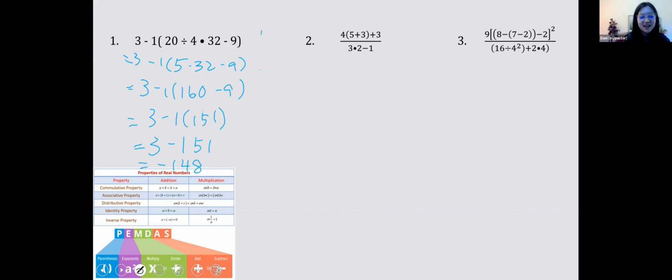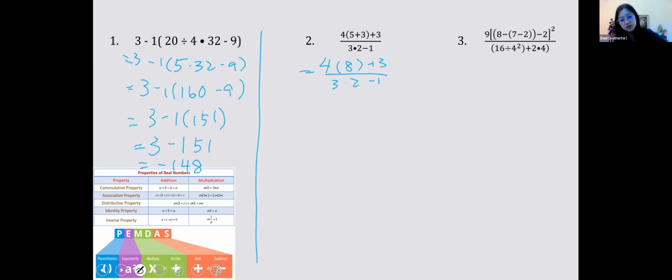But okay, now we move on to the second problem. So here we see that there's something within the parentheses, which is 5 plus 3. So we will be doing that first. So it will be 4 times 8 plus 3 over 3 times 2 minus 1.